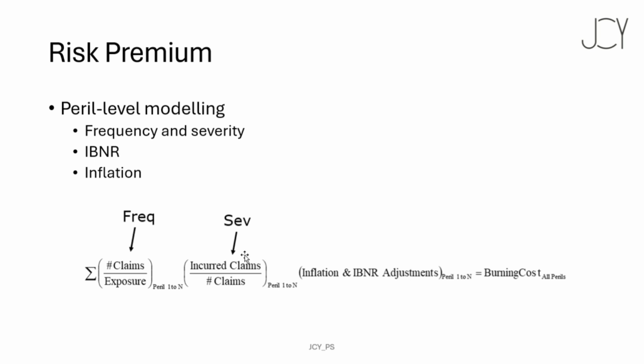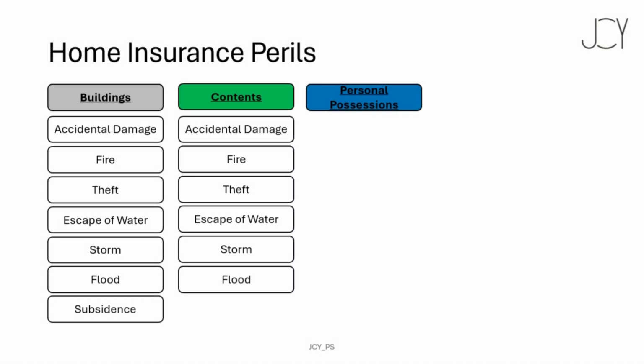So at peril level, as mentioned, we are interested in considering these four components. And then essentially for each peril, these are aggregated up to what we have as a burn cost or otherwise risk premium if we were to charge that figure. So now we can look at the specific perils, and starting off with home insurance.